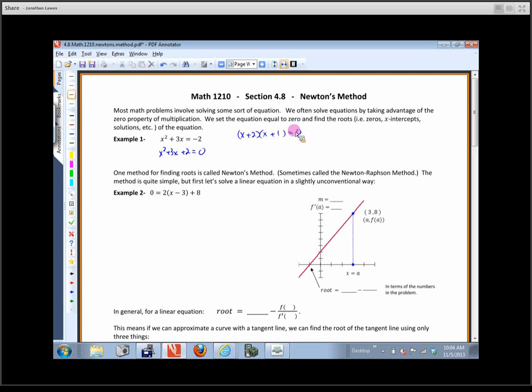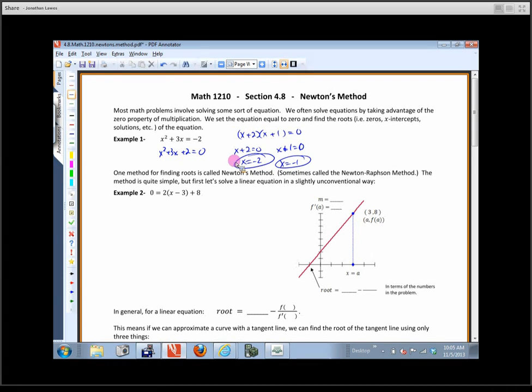And then we take each one of those independently and set each one equal to 0, and then solve each one of those pieces. So I get x equals negative 1 here, and I get x equals negative 2 here. Okay?